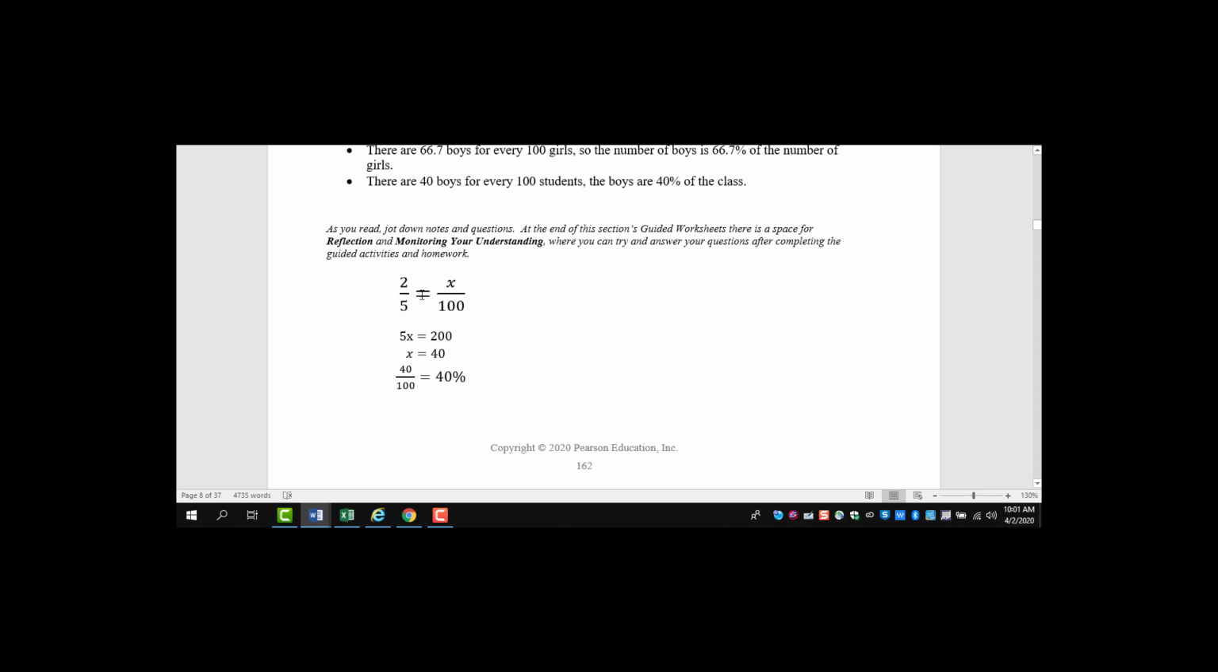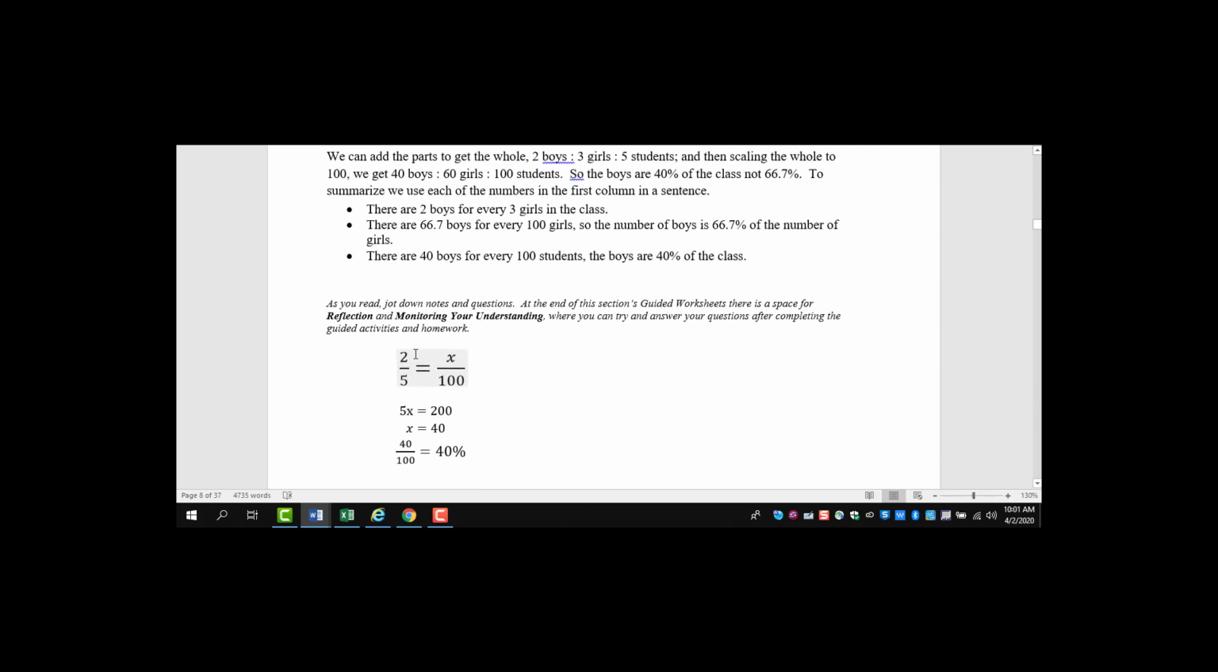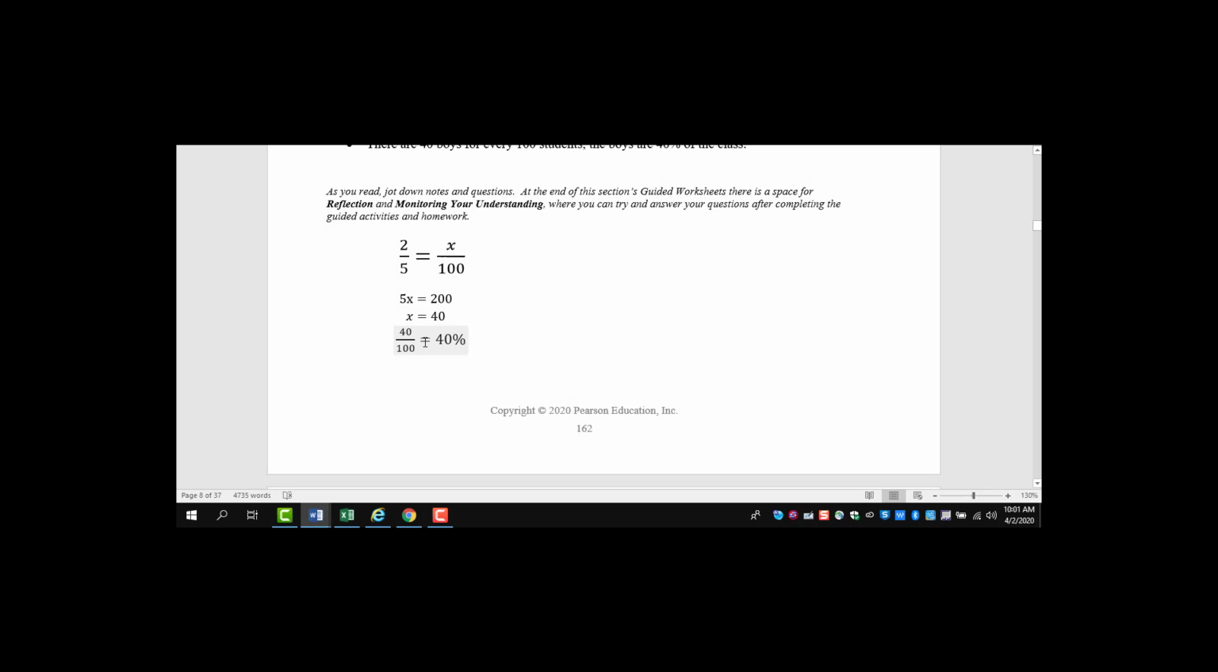But let's use this and get the same percentage that the boys are, using 2, 3, and 5, which is just the sum. So this is 2 boys for every 5 students using this ratio. So I'm going to put that as some number over 100, cross multiply and divide, and you see you get 40%.